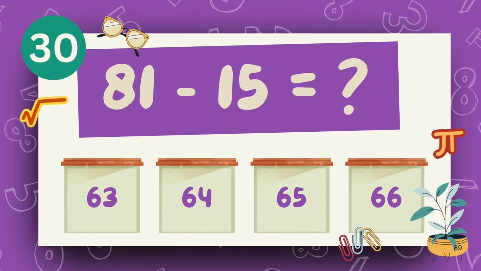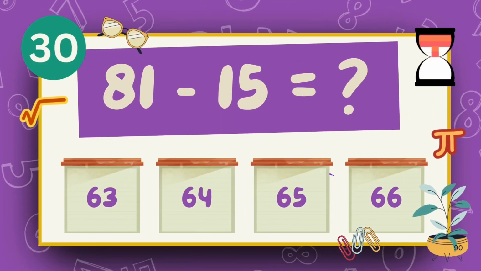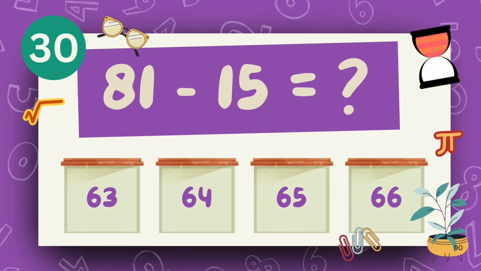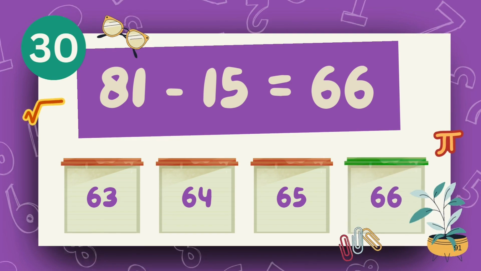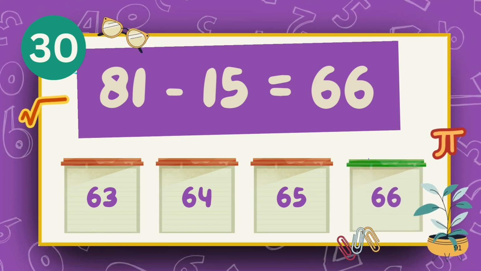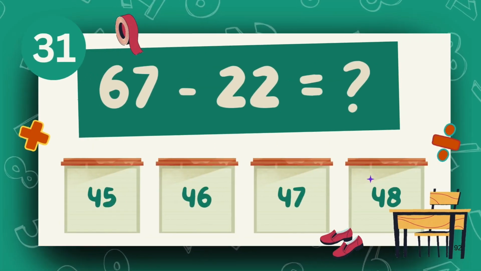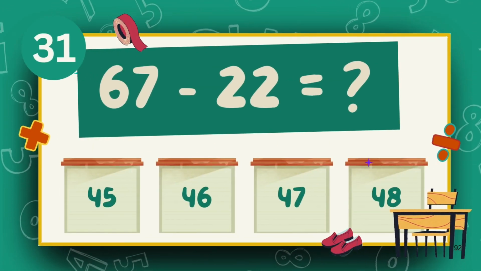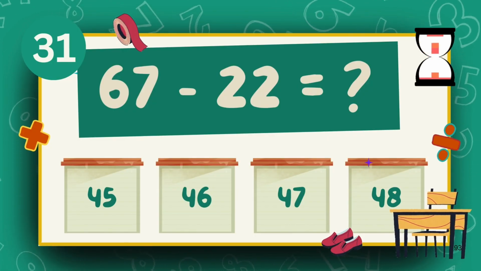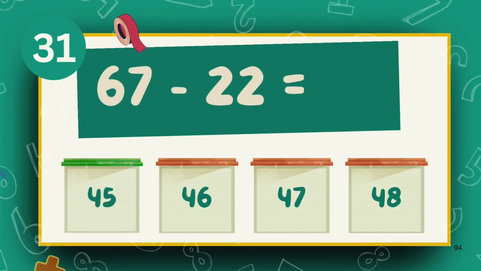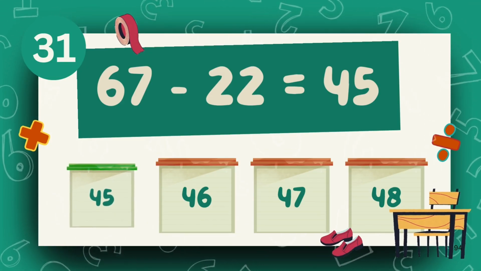What is 81 minus 15? The answer is 66. What is 67 minus 22? The answer is 45.